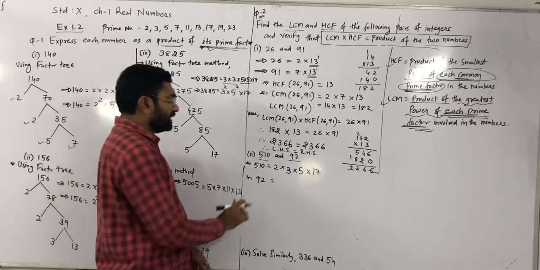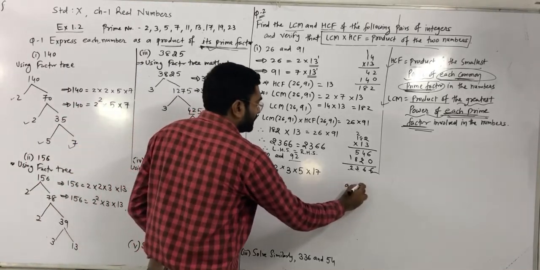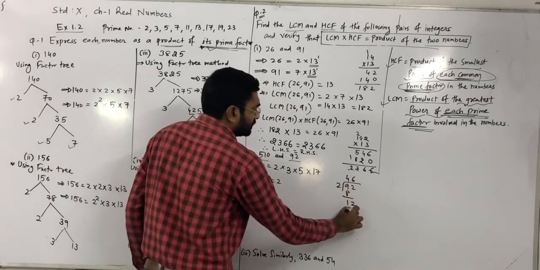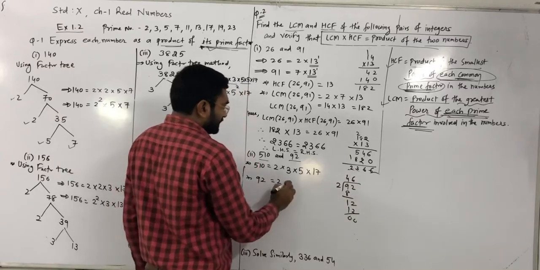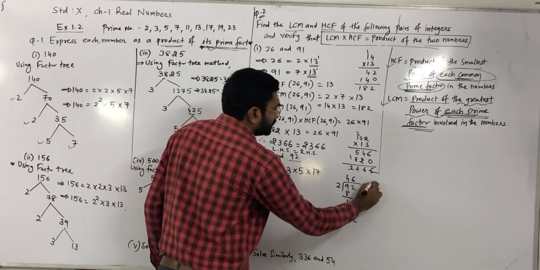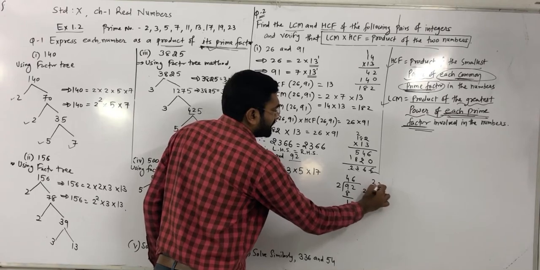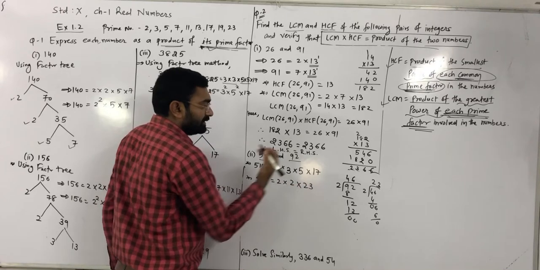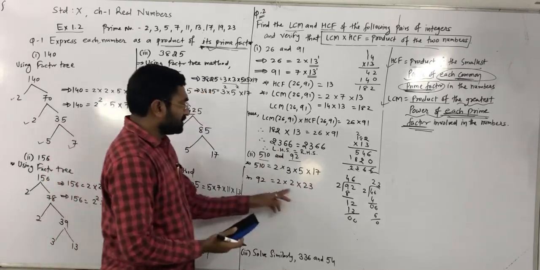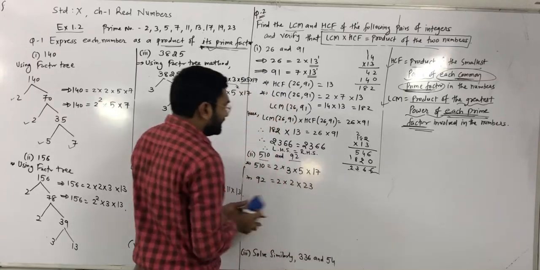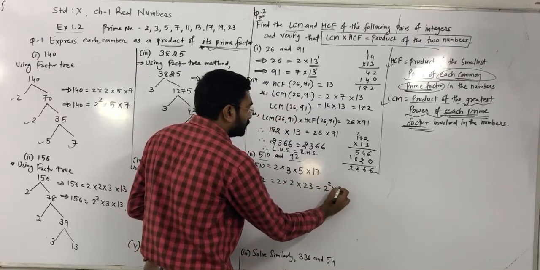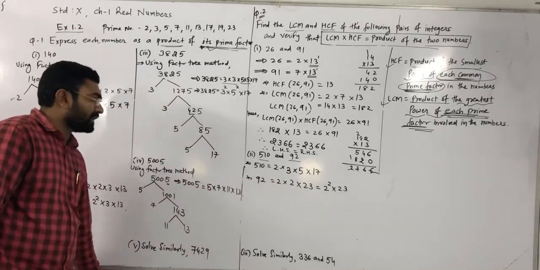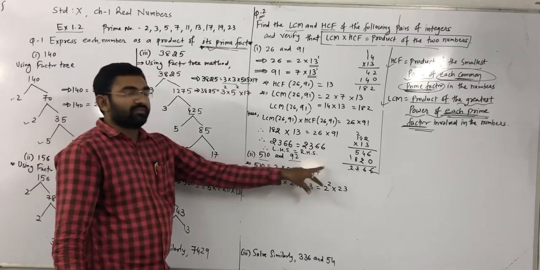92 is divisible by 2. 2 4s are 8, 2 6s are 12, so we get 46. 46 is also divisible by 2. 2 2s are 4 and 2 3s are 6. So 23. So we get 2 into 2 into 23. Okay. So these are the prime factors of 92. We can rewrite that as 2 square into 23, because 2 into 2 is there. So we write the prime factors of the two numbers here.